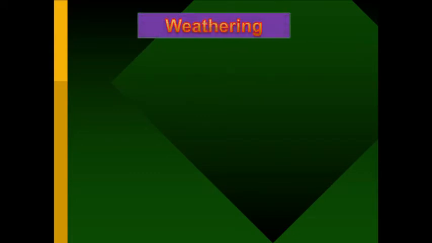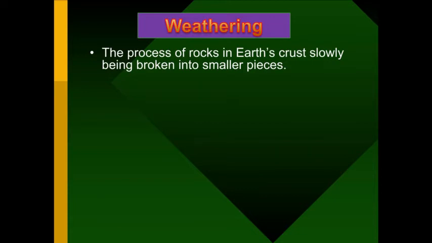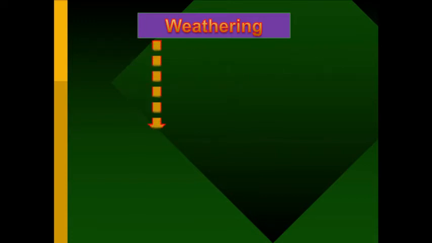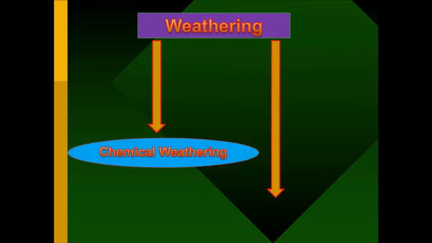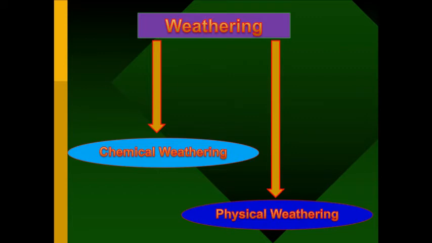The second vocabulary word that we should know is weathering. Weathering is a process in which rocks in Earth's crust are slowly broken into smaller pieces. We have two types of weathering: chemical weathering and physical weathering.